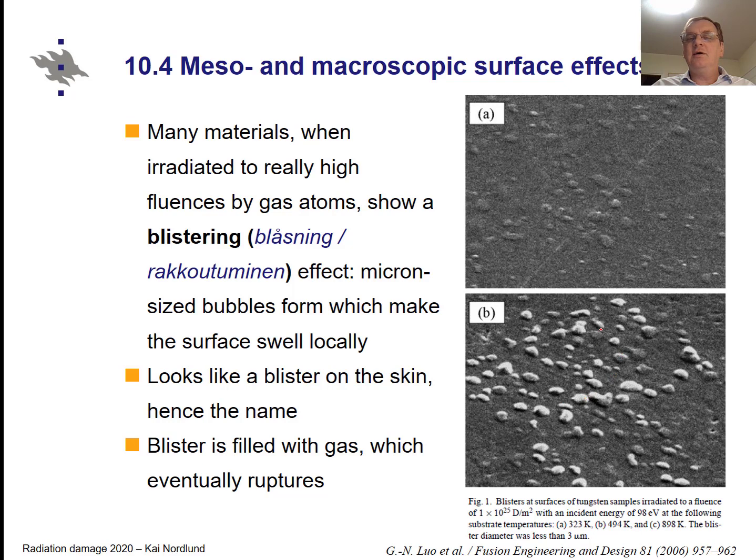You get these quite ugly blister-looking features, and the name really comes from blisters on the skin. So it really is an analogy to the blisters you can get on the skin if you have had way too much sun, or if you have had smallpox or some other disease. These blisters are gas bubbles which are filled with gas, and eventually they rupture if you keep irradiating long enough.